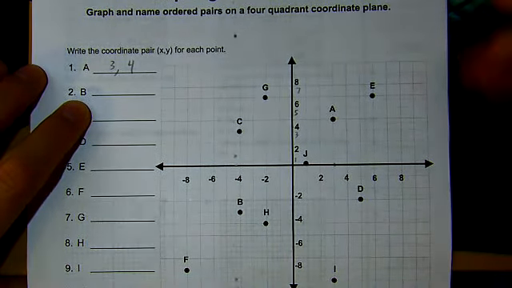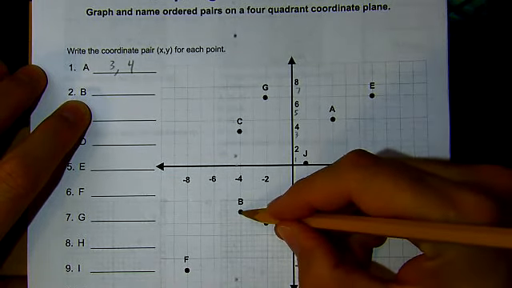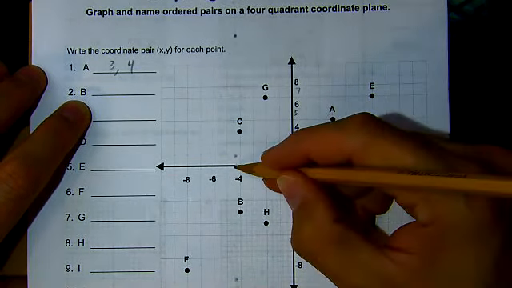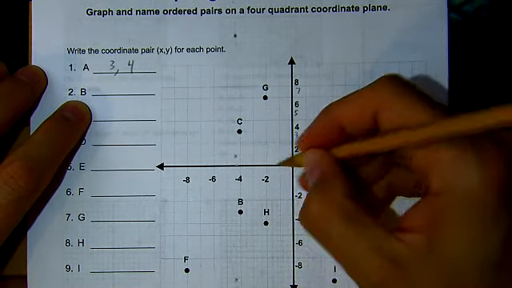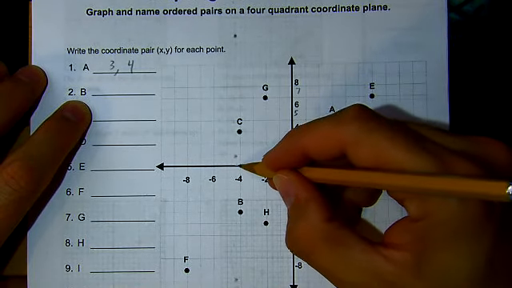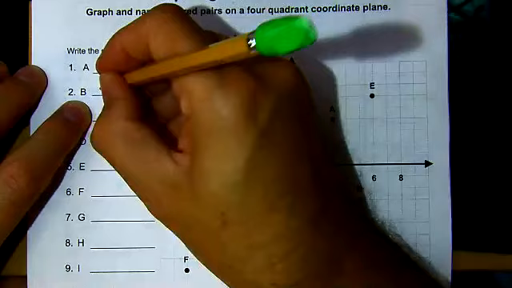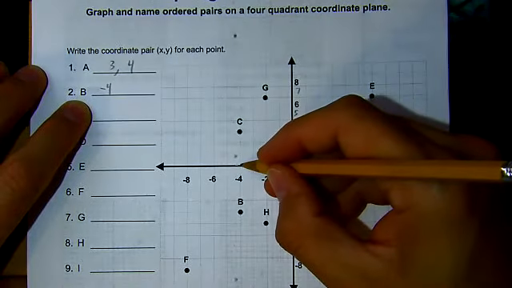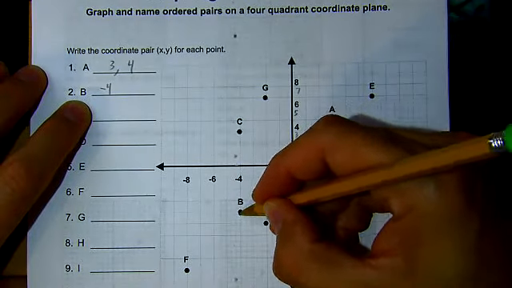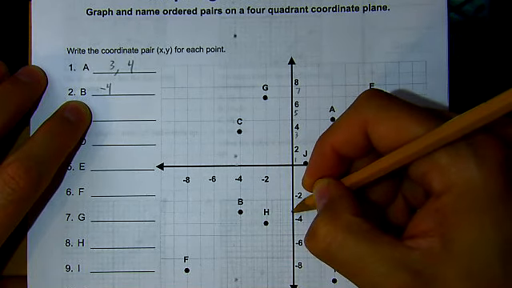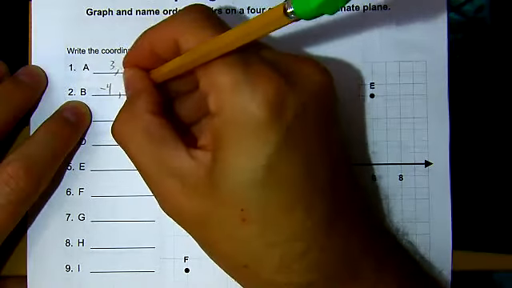Let's find B next. B is down here. So you're going to be going left this time, so it's going to be in the negatives. So 1, 2, 3, 4 to get to B. Then how many down? 1, 2, 3, 4. So it's actually both negative 4s.